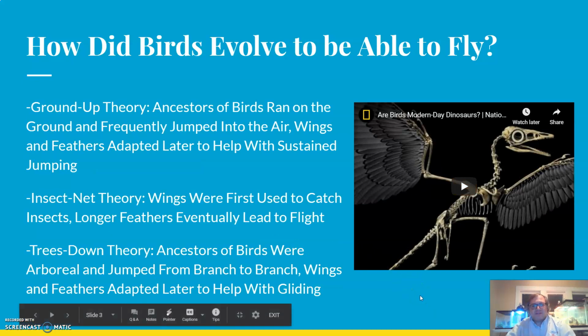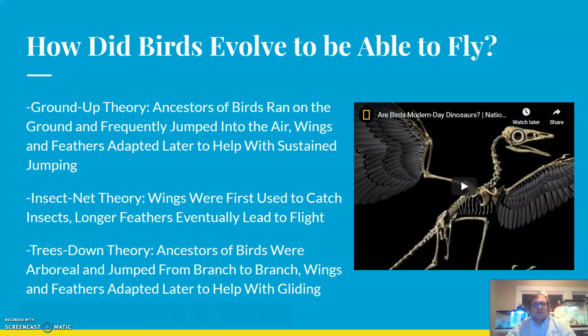So some of those theories that have been developed as a result of looking at the fossil record, one of them is the ground up theory. So it's the idea that ancestors of birds ran on the ground and frequently jumped into the air. Wings and feathers later adapted to help with sustained jumping. So again, just helping to keep them up in the air a little longer, give them a little more air time. Another one is the insect net theory.